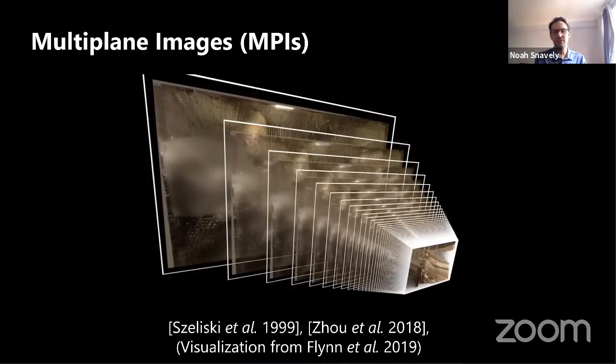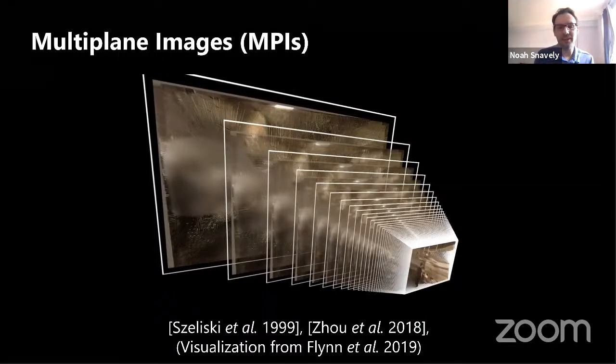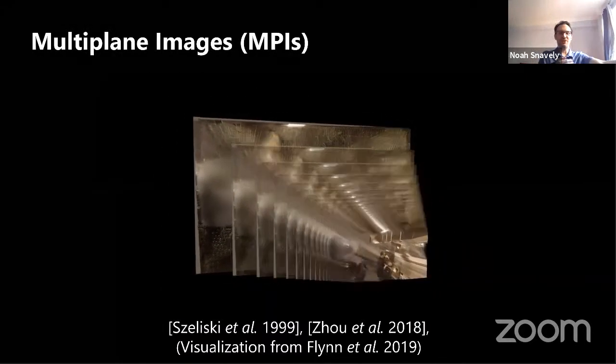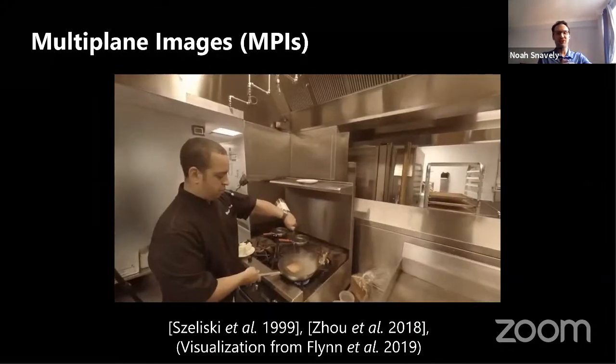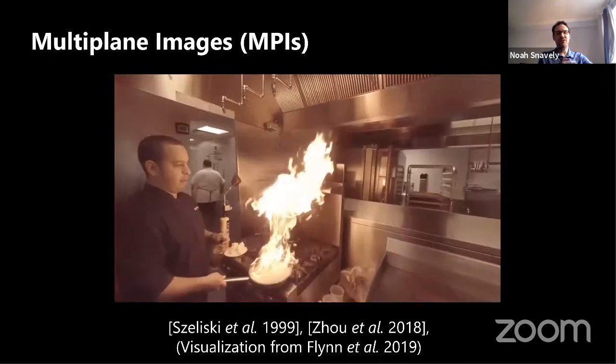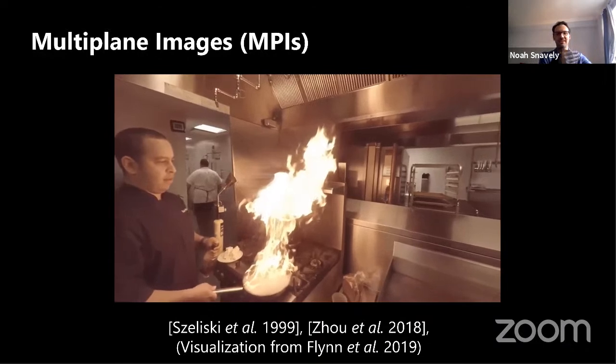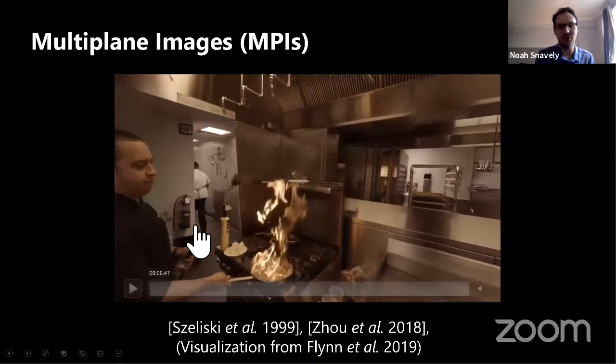For those of you who aren't familiar with MPIs, this was an idea first introduced by Rick Szeliski 20 years ago, but has recently been the basis of a lot of different light field rendering work in computer graphics and vision. The idea is you slice space into a bunch of planes with RGBA values, planes with color and opacity, which allow you, if you view them from this reference position, to get compelling scene synthesis results, which capture even things like specularities.